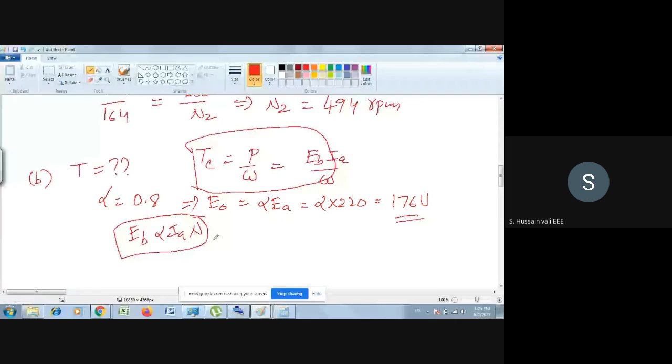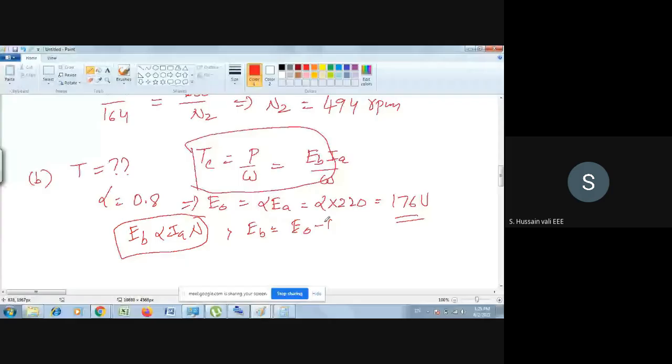There is another equation for EB. What is that equation? EB is equal to E naught minus IA. This is one more equation we have. So EB is equal to E naught value 176 minus IA into 0.04. So we have got this equation. EB is there, so from this we can find out IA.